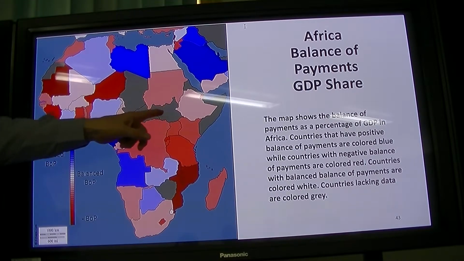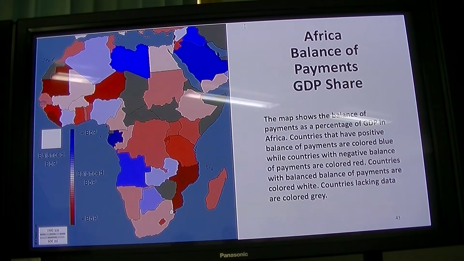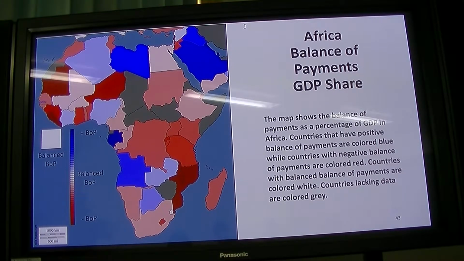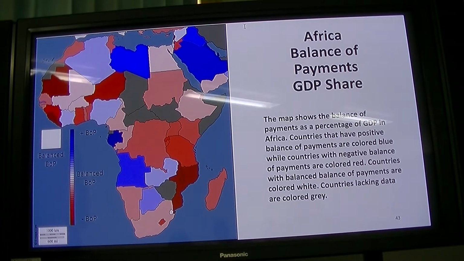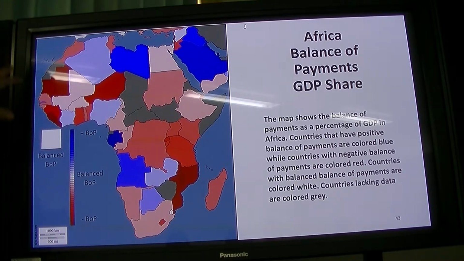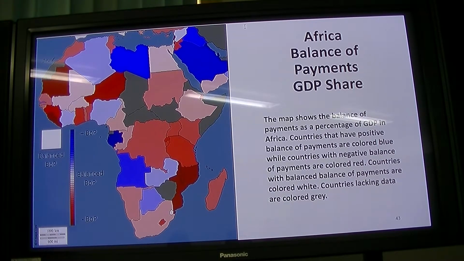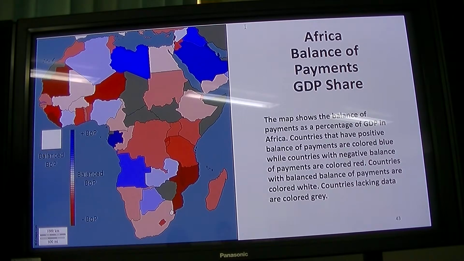Chad, South Sudan, Central African Republic, for example. There's Zimbabwe that's missing data. Some of that, it's a lot of different pictures, different colors, different intensity, a lot of different things going on in Africa. And the point here is that Africa is not one.